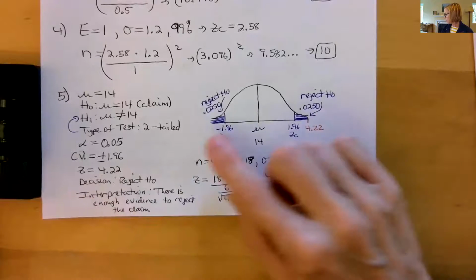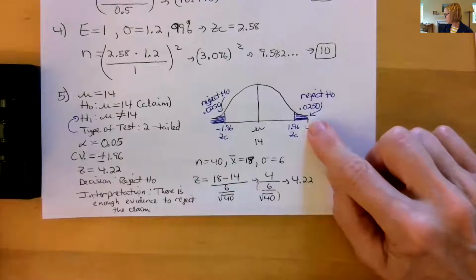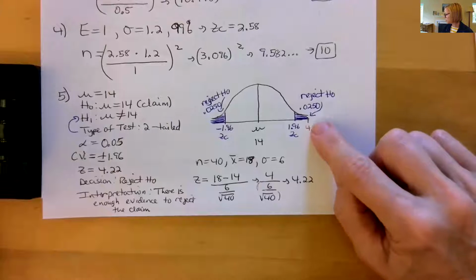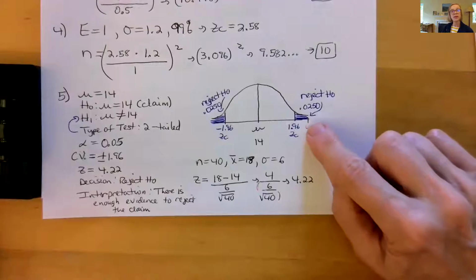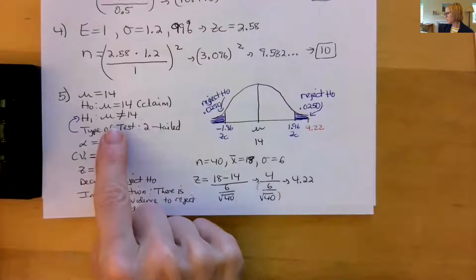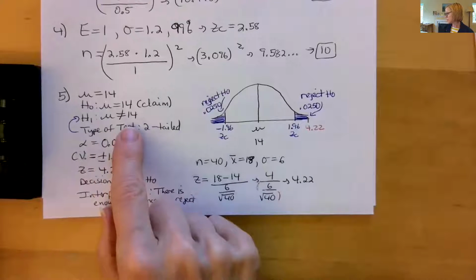If we locate this on the positive Z side, it's way, way, way even farther over here than I put it. Positive 4.22, it's in the shaded rejection region, which means we reject the null hypothesis based on the sample that was taken. We're going to reject the null. And if we reject the null, that means the evidence favors the alternative, the H1.